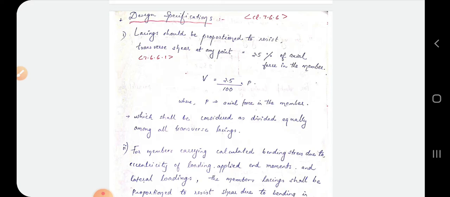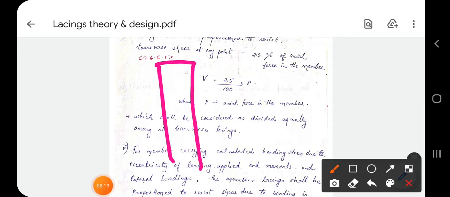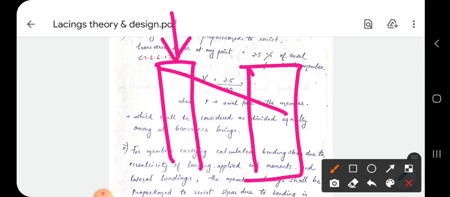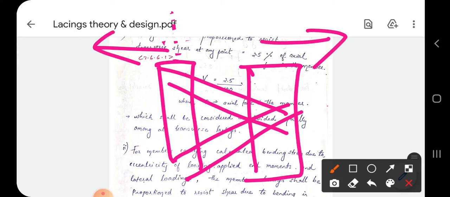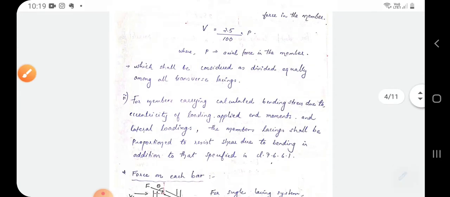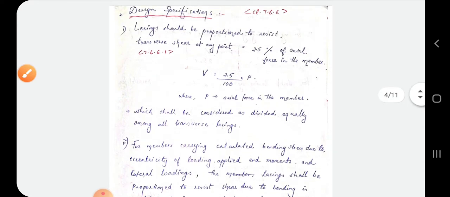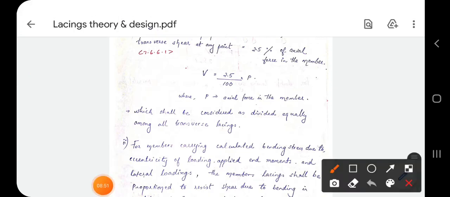In a column, the load direction will be like this, and in a built-up column there will be transverse shear. The lacing should be designed to resist the transverse shear at any point, and we will get the transverse shear value Vt equal to 2.5% of the axial force in that column.